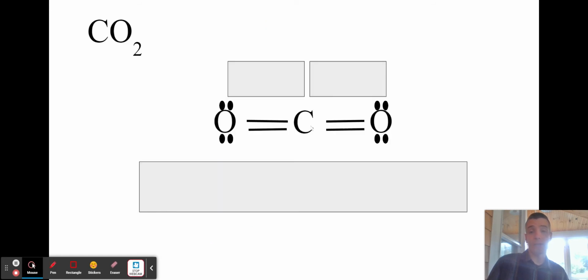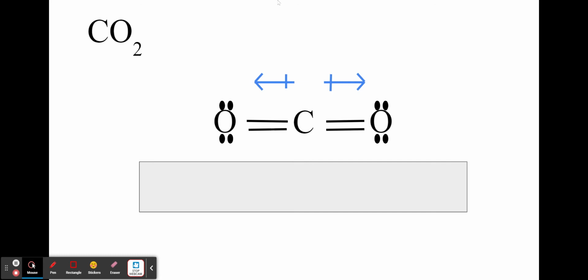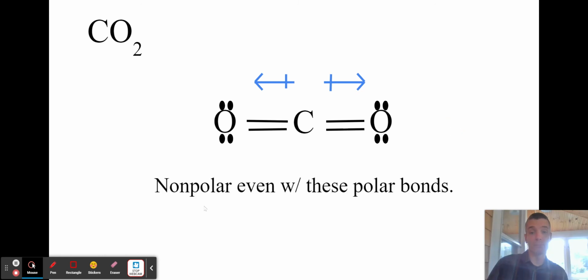Carbon dioxide. So I'm going to have similar polar bonds here and here. However, the carbon dioxide is symmetrical in that it's a linear molecule, and these polar bonds exist along a line. This symmetry makes this molecule nonpolar. All right.